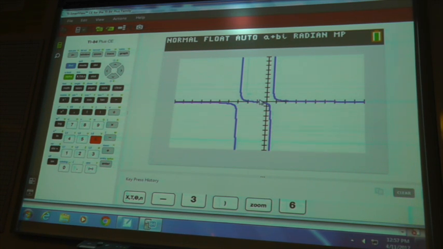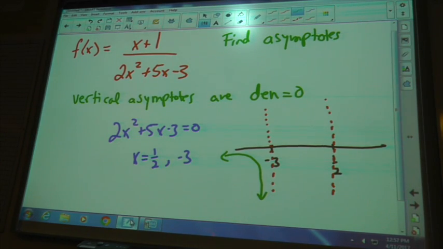-1. Now the question is, is it -1? Why is it -1? x plus 1 equals 0. When the top is 0, the whole thing is 0, right? 0 divided by anything is 0, right? So I know that this is going to cross at -1. It's going to look like this.